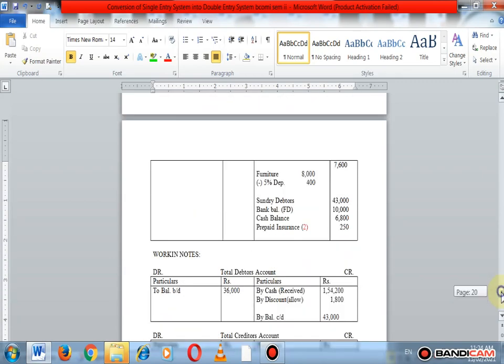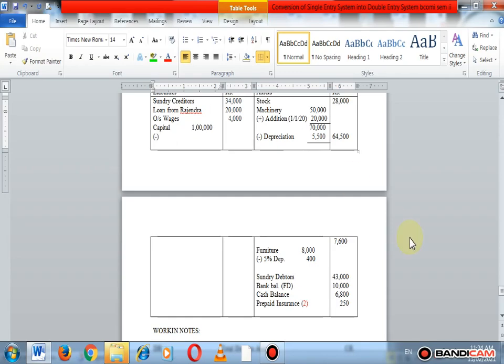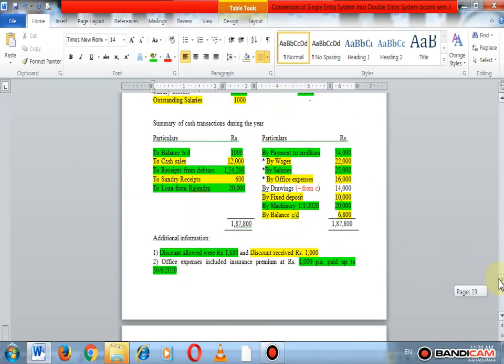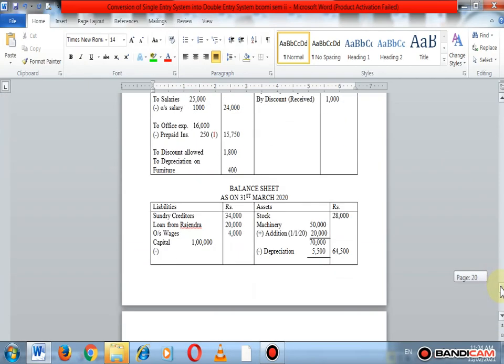So here capital, but the amount is written in inner column, that is 1 lakh, and then we deduct a drawing. So find out the drawing in cash book. So in cash book 14,000 cash is withdrawn from the business, amounted to rupees 14,000. Okay, so deduct this 14,000 from capital.